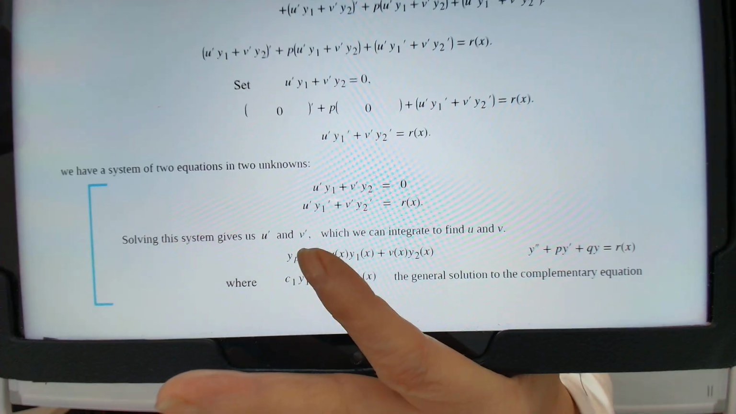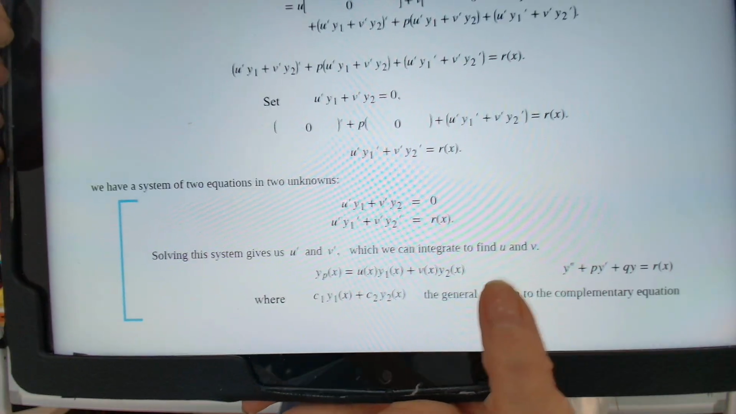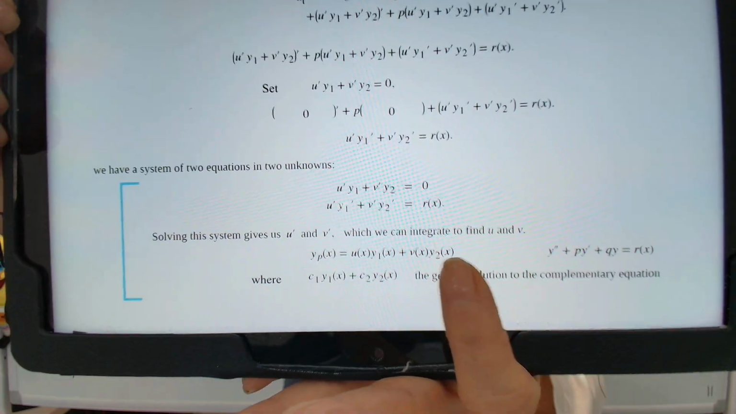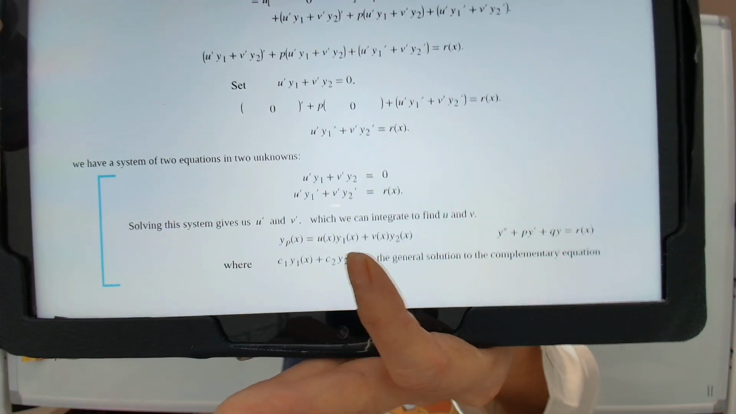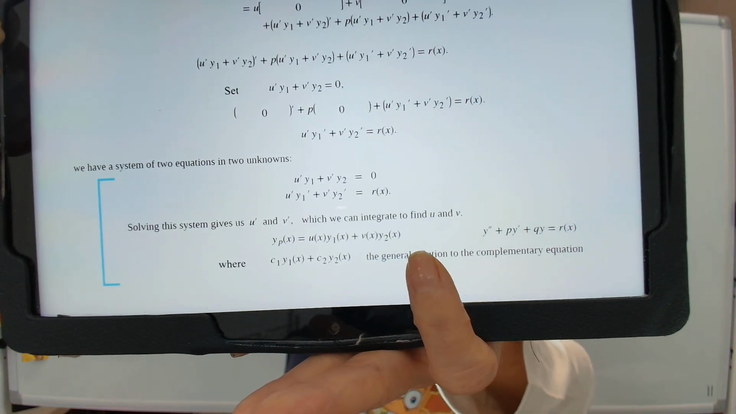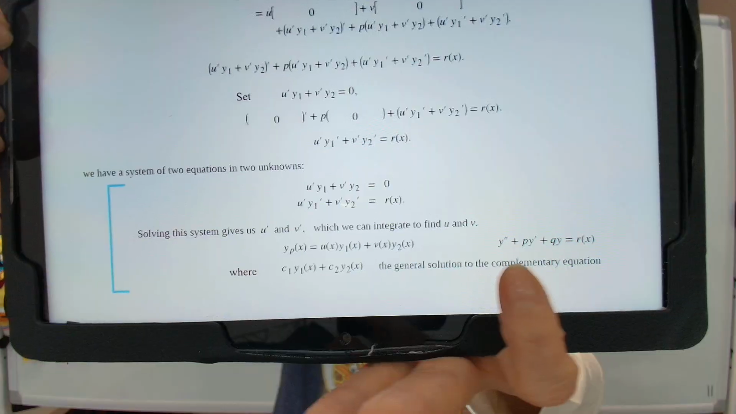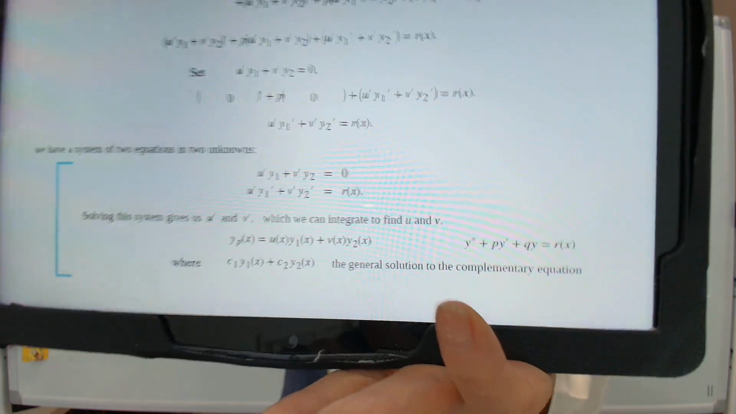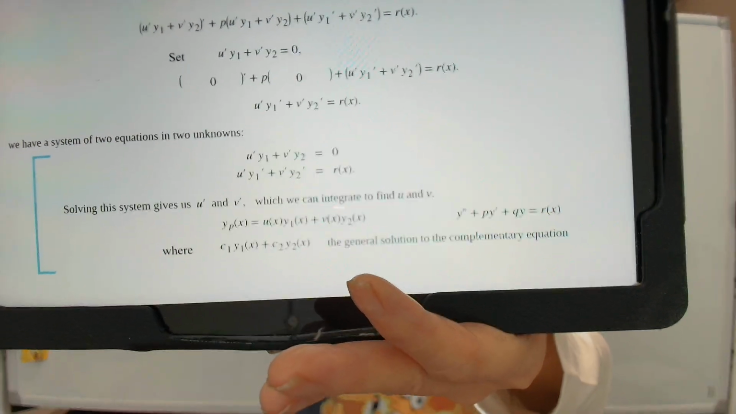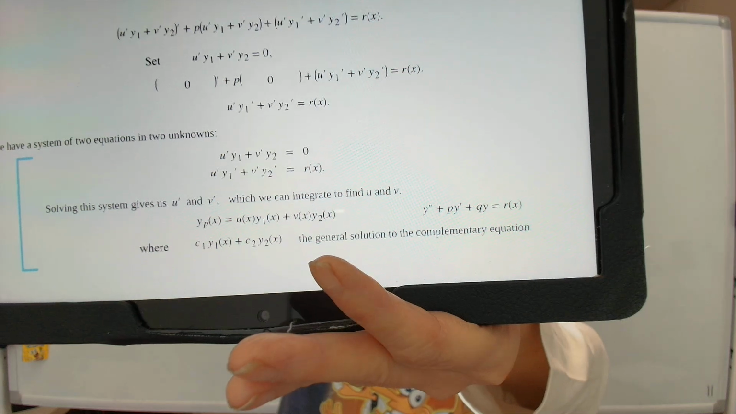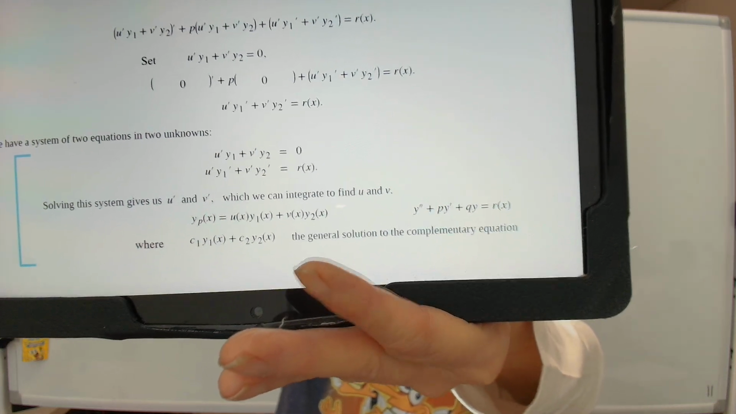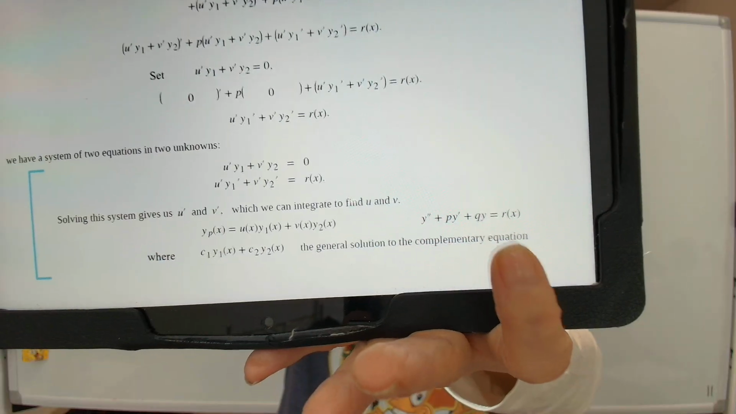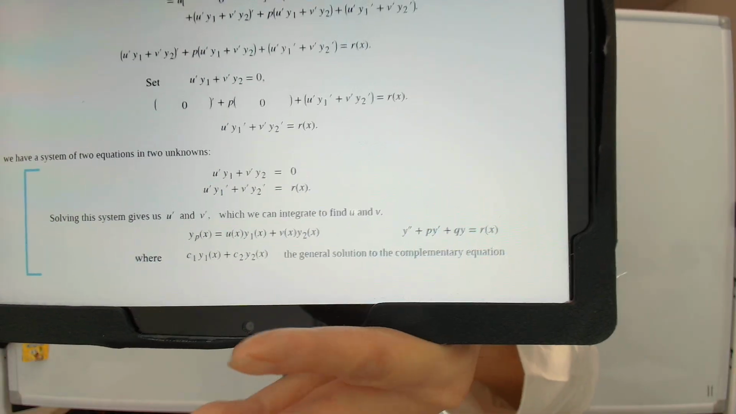So once you solve for u prime and v prime, then we'll integrate each one to find u and v, and then that will give us the particular equation, which is this thing, as we have decided before. And here's the original equation, and then c1 y1 plus c2 y2 is the solution to the complementary equation. And then finally, we add these two things up.